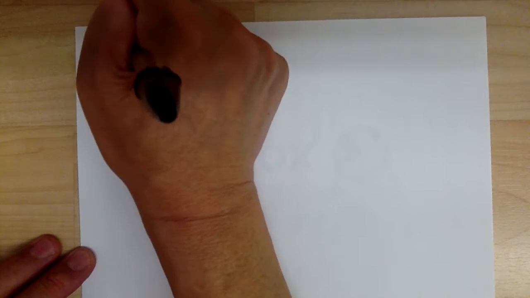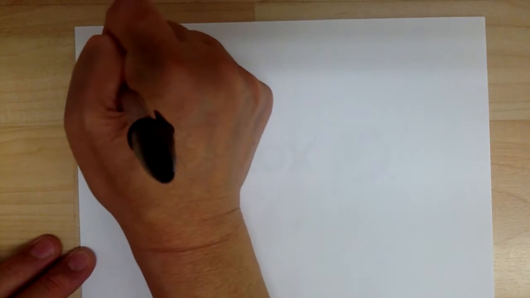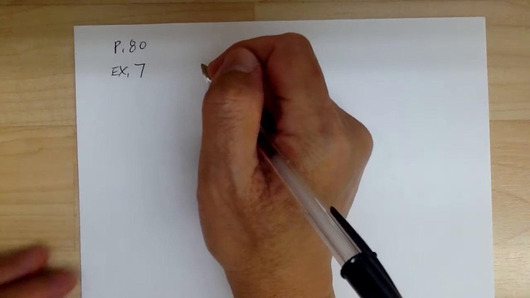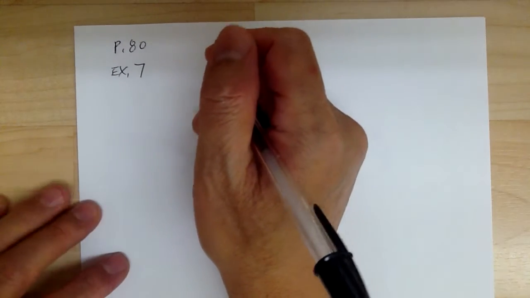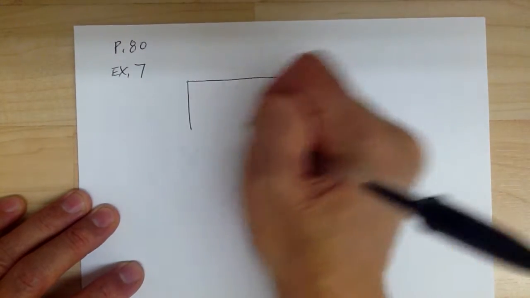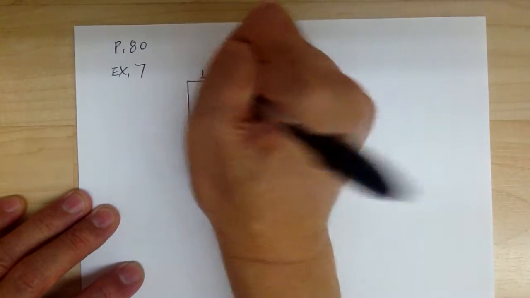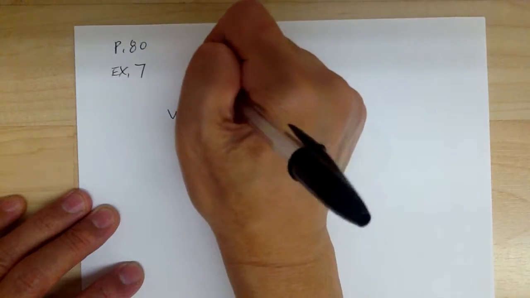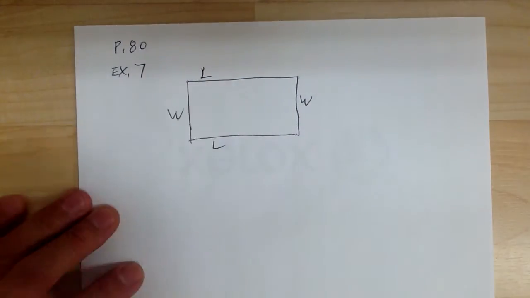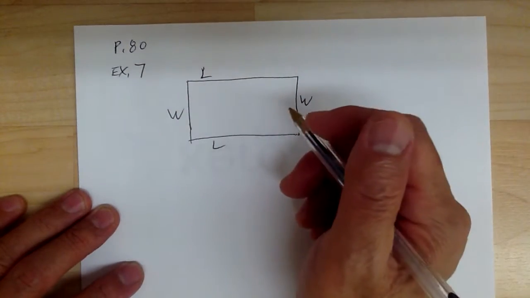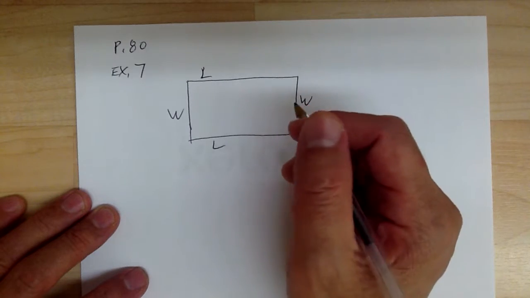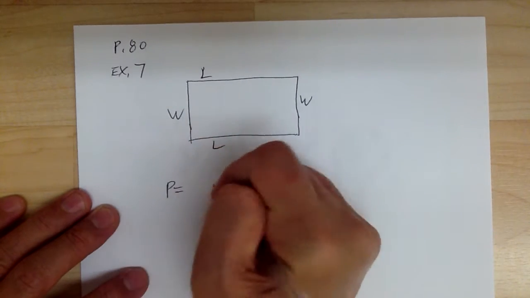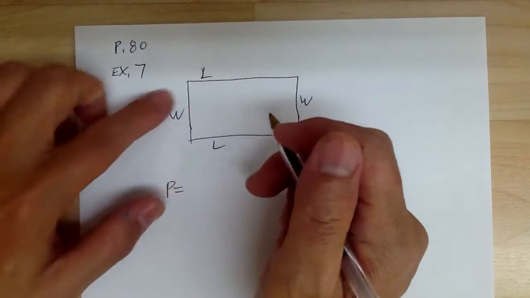Okay, let's go to example 7. It says find the perimeter of the rectangle. So again, when you see the word rectangle, draw your rectangle and label length, width, length, width. It should become automatic. As soon as you see the word rectangle or whatever the shape is, you draw the shape and label it. And it tells you they're looking for the perimeter. So perimeter would be adding all 4 sides, right?